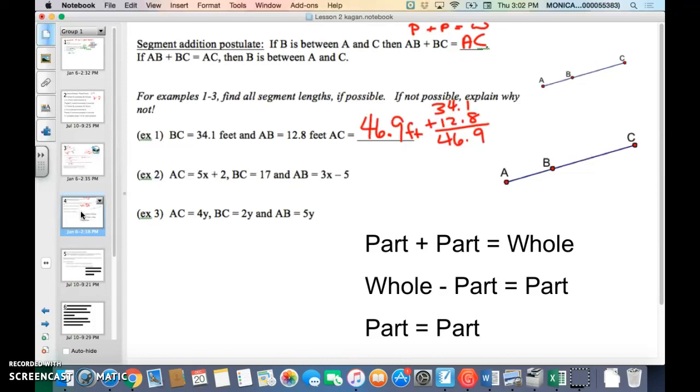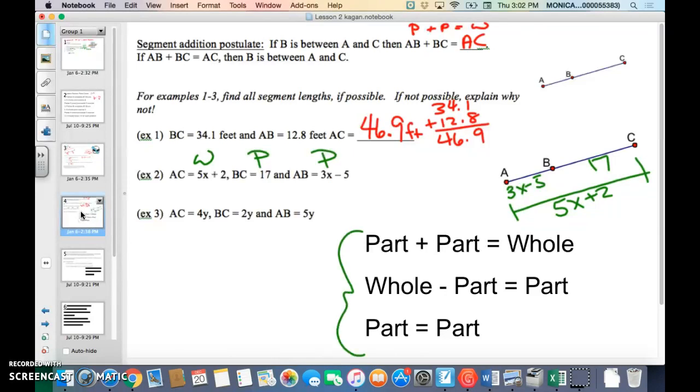So we've got from A to C, you'll notice this is our whole. And from B to C, that is a part. And A to B, that is a part. So we're going to look at 3x minus 5, and this is 17, is going to equal this whole piece right here, which is 5x plus 2. Couple things here. First of all, please notice that I've labeled all my pieces, and then I'm going to use one of these three equations down here.